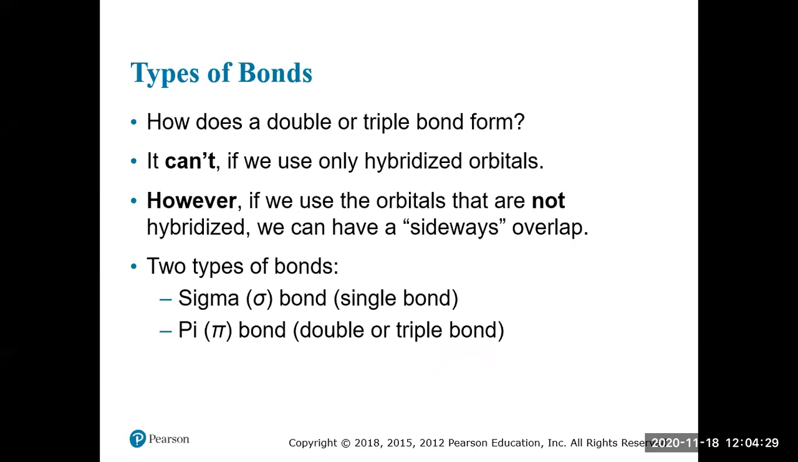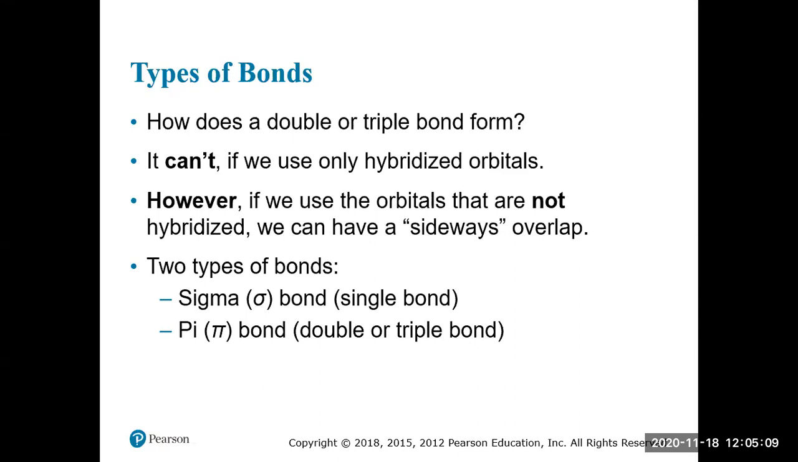Okay, so let's talk about types of bonds. We've talked about single bonds, double bonds, triple bonds. How do we account for a double or triple bond? If we only talk about the hybridized orbitals, it doesn't really explain what's going on with the double or triple bond. If we have orbitals that are not hybridized, then we get a different type of overlap of the electrons, and we'll see some figures of that in a moment.